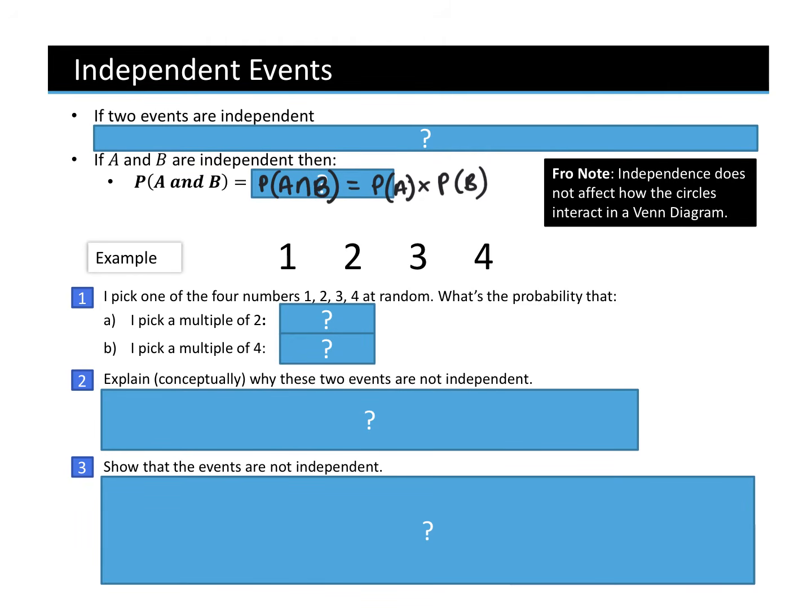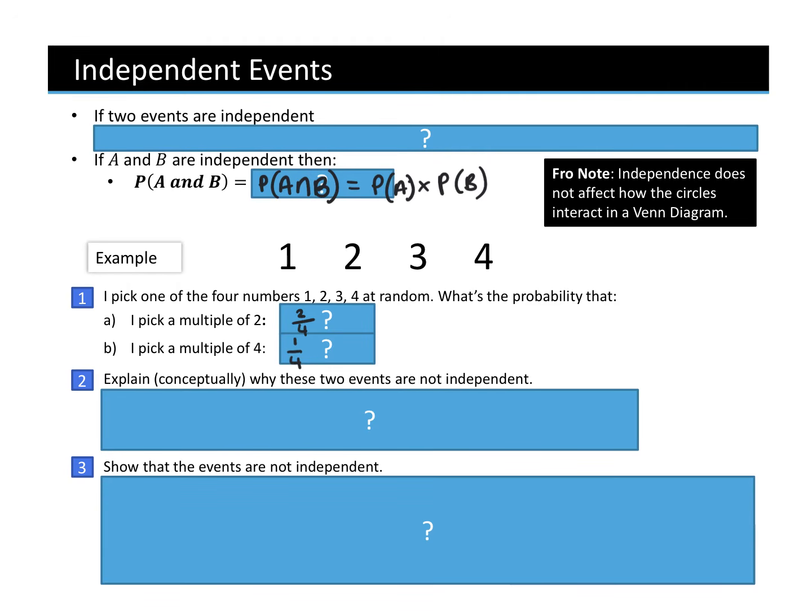Here's some examples. I pick one of the four numbers, 1, 2, 3, 4 at random. What's the probability that I pick a multiple of 2? Well, there's two multiples of 2 out of a total of 4, so it's 2 out of 4. I pick a multiple of 4: 1 out of 4. So we're going to explain conceptually why these two events are not independent.